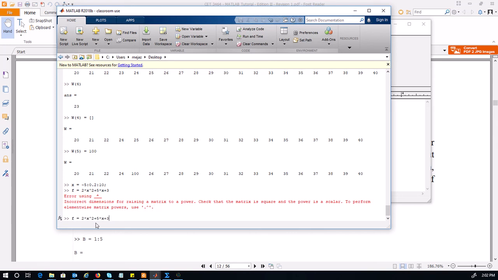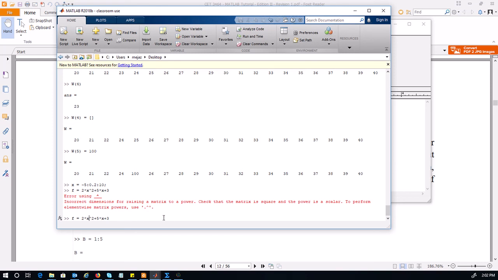You have to use a period sign right here, this period. You have to use a period before when you're taking the power of any vector, when you're multiplying two vectors, and when you are dividing any vector. You're dividing either a number from a vector or a vector from a vector. Then you have to use a period before these three operations: multiplication between vectors, division of vectors, and taking power of a vector.